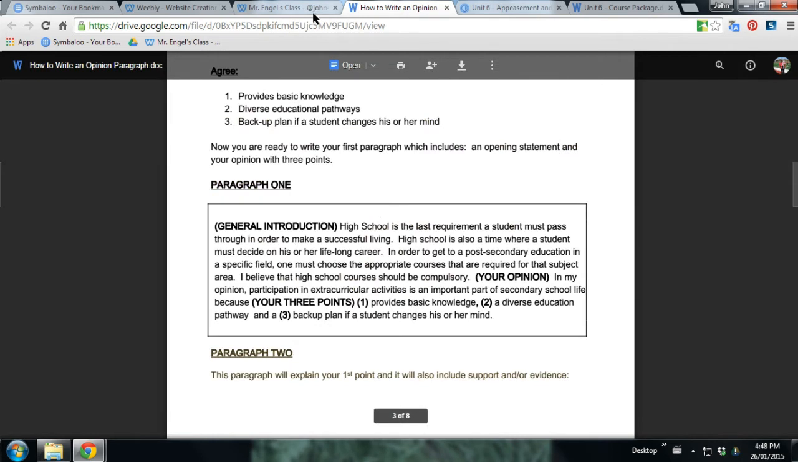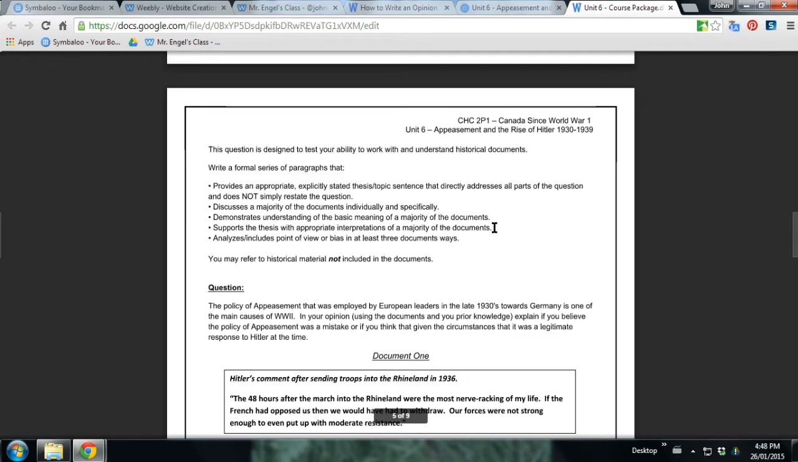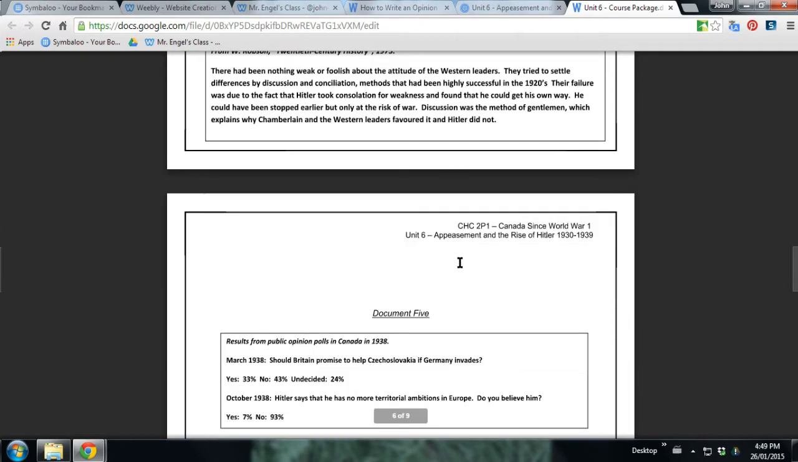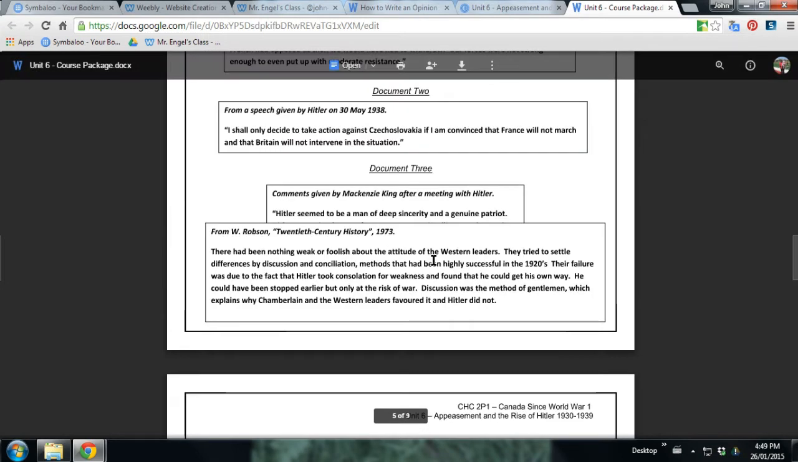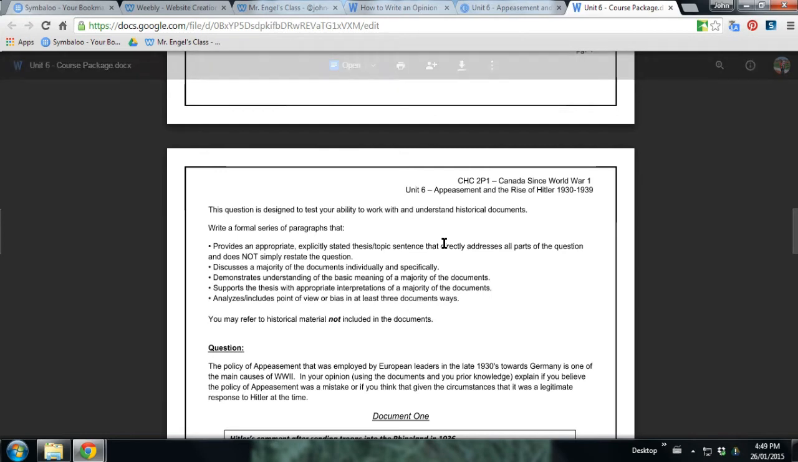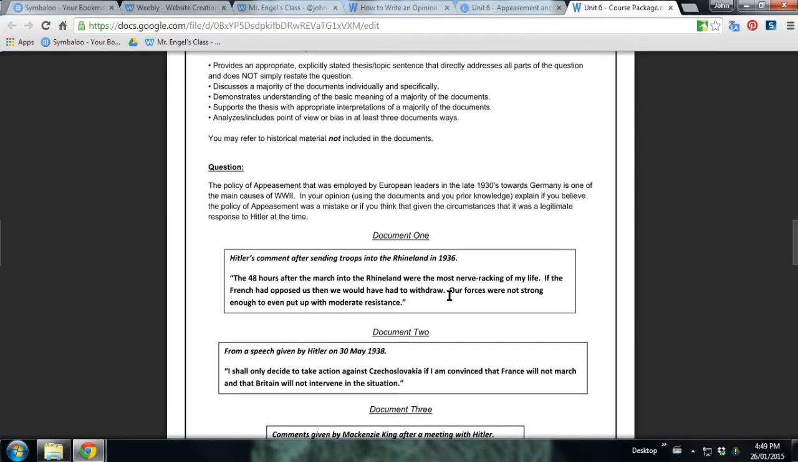For the series of opinion paragraphs, I'm looking for a sentence or 2 in the intro and conclusion paragraphs, and 2 to 3 sentences in each of the 3 support paragraphs. In the support paragraphs, we're going to pick 3 of these documents and talk about 1 of them per support paragraph. The first is the intro paragraph that says, I agreed with the way England and France handled appeasement, or I disagreed with the way England and France were appeasing Germany. Then you support whether you agreed or disagreed based on your 3 support paragraphs.